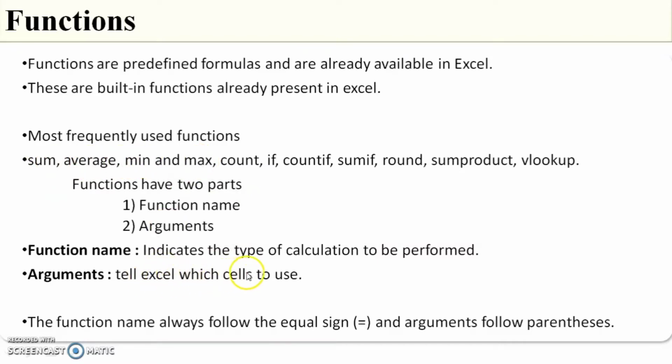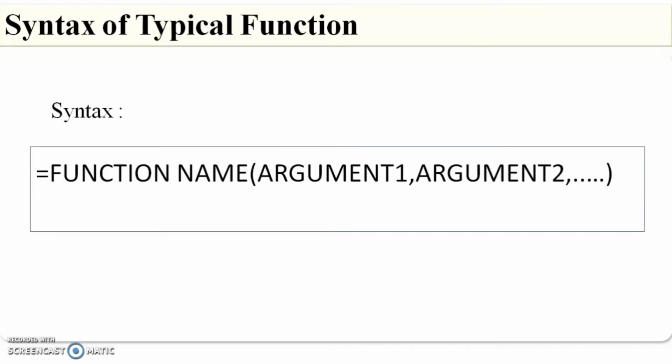Arguments tell Excel which cells to use, nothing but input values. Just as formulas are entered with an equal sign, in the same way a function is also entered with an equal sign. This is the syntax of a typical function: equal sign, name of the function, open bracket, argument 1, comma, argument 2, and so on, any number of arguments. What are these arguments? They are inputs required to carry out a function.